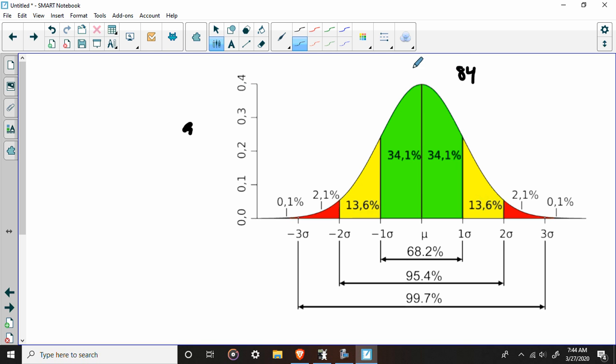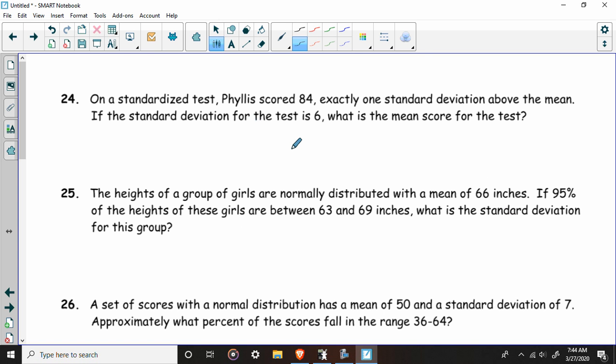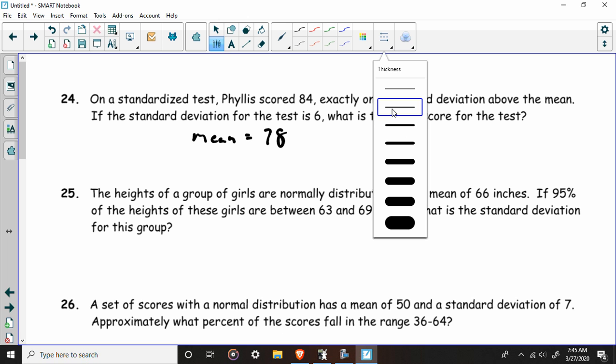And it said that the standard deviation was 6. So it should be 1 standard deviation down from this. So we're going to subtract 6. 84 minus 6 is going to be 78. Okay. So again, the mean score is going to be 78. She was 1 standard deviation above, so kind of looking down 1.